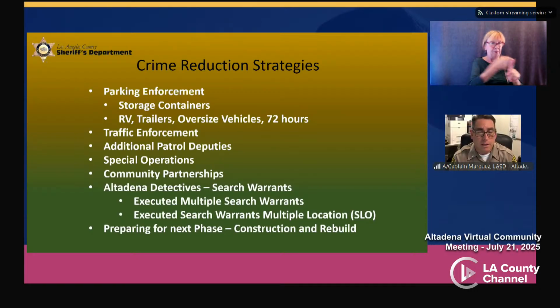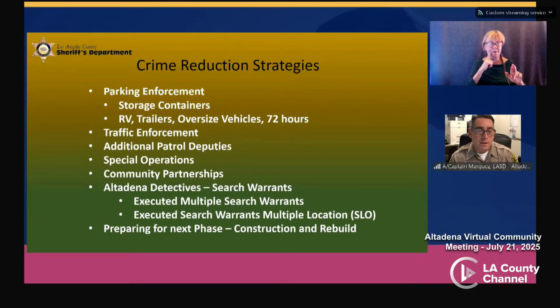And that resulted in an arrest of a person who was out victimizing the community during the rebuilds or during the debris removal. And now we're looking to prepare for the next phase of construction and rebuild. We're in the process of kind of transitioning between one phase to the next, but we are strategizing in ways we can be ready for when the major construction really starts in Altadena.